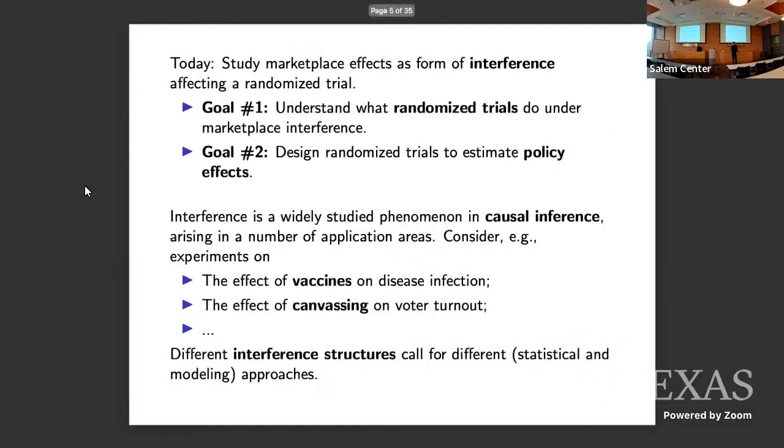So that's essentially the goal of this talk. The goal is to understand what happens in experiments that you run in a marketplace setting. The first goal is just to get our bearings. You run a randomized trial, what happens? What does the randomized trial estimate? How can you interpret it?